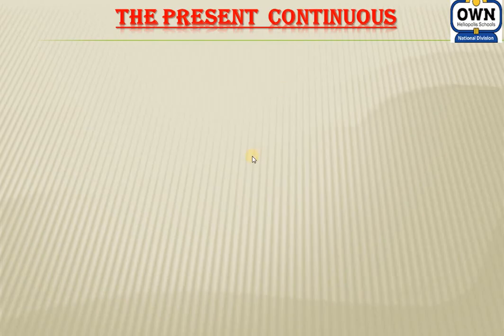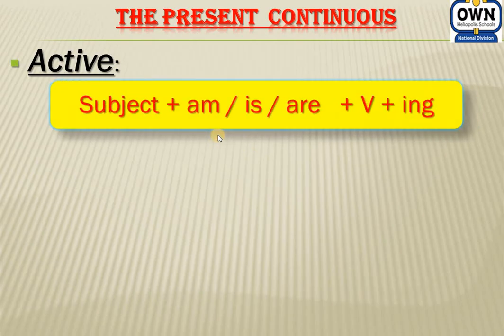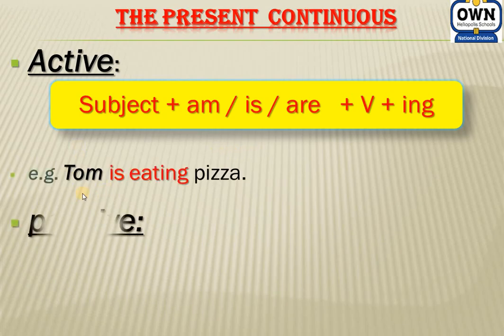The present continuous. Okay, let's know the formation of the present continuous before starting changing from active into passive. The form: we put the subject. The subject can be he, she, it, or others. After the subject, we put am, is, or are, plus verb plus ing. A sentence in the present continuous is like this: Tom is eating pizza. Tom is the subject, is is the helping verb, eating is the main verb, and pizza is the object.